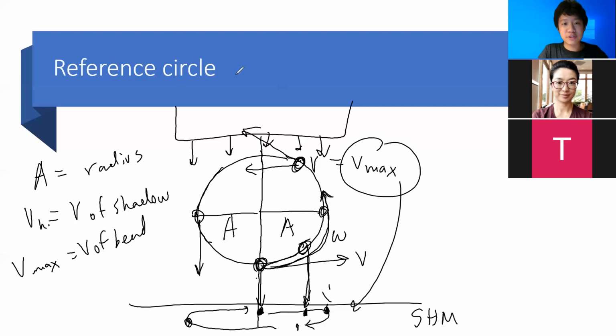So we can use this reference circle to find the equation for the period of simple harmonic motion. Right? I told you that period is the amount of time it takes for one cycle, but I never told you what the formula for that was. So now that we have a reference circle, we can represent the period of one cycle as the same thing as the time it takes for the bead to go around the circle, right? Because that's the same thing, because the shadow is just a projection of the bead. So the period is equal to the amount of time for the bead to go around the circle.